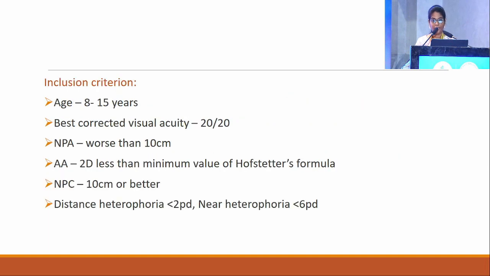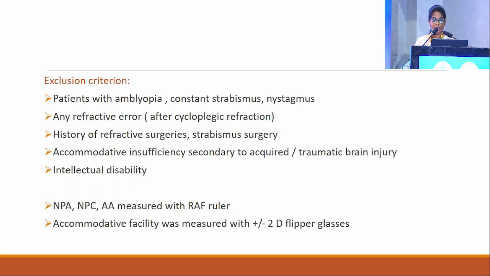Now, all the children of the age group 8 to 15 years with best corrected visual acuity 20/20, an NPA worse than 10 centimeters, and accommodative amplitude 2 diopters less than normal by Hofstetter's formula were considered in the study. All the patients who had amblyopia, strabismus, nystagmus, prior refractive surgeries, or accommodative insufficiency secondary to traumatic brain injuries were excluded from the study. In all cases we recorded the NPA, NPC and accommodative amplitude by RAF ruler, and the facility was determined by the flipper glasses.